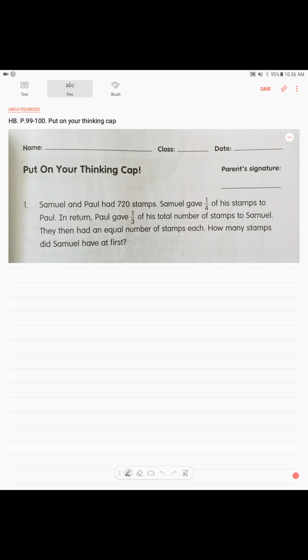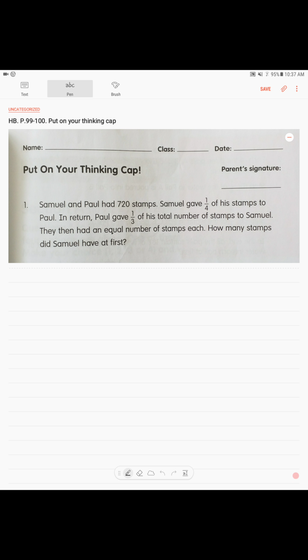Okay, so Samuel and Paul had 720 stamps. Samuel gave 1/4 of his stamps to Paul. In return, Paul gave 1/3 of his total number of stamps to Samuel. Then they had an equal number of stamps each. How many stamps did Samuel have at first?